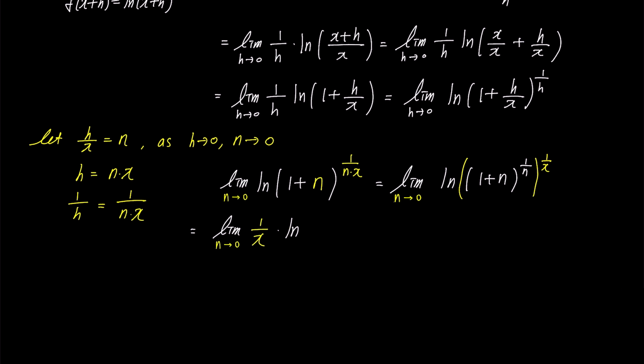Taking the exponent 1 over x outside the logarithm using the properties of logarithms, we get 1 over x times ln of (1 plus n) to the power of 1 over n. And the 1 over x term is independent of the limit as n approaches 0, so we can move it back in front of the limit.